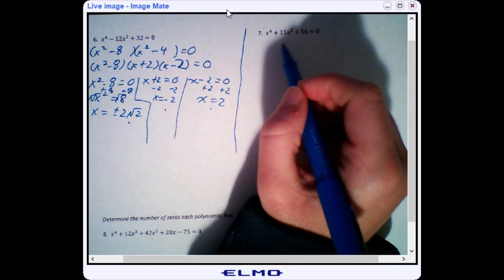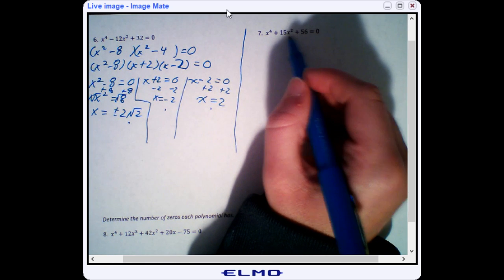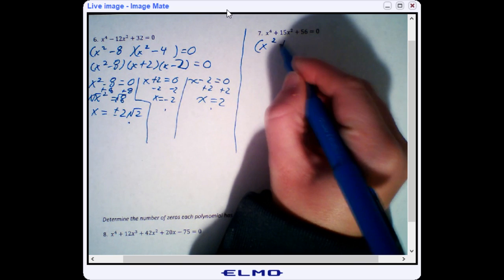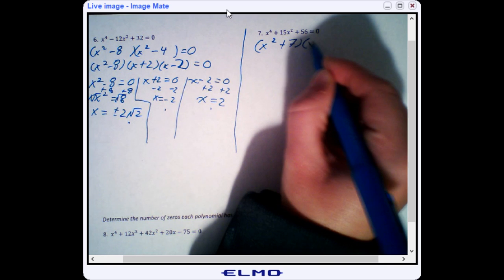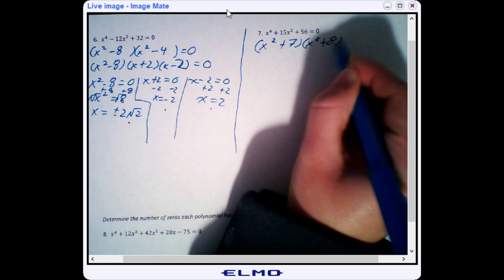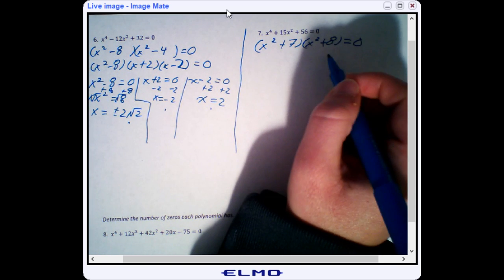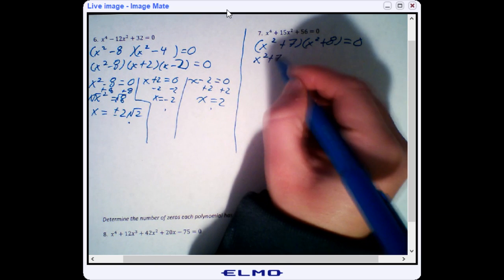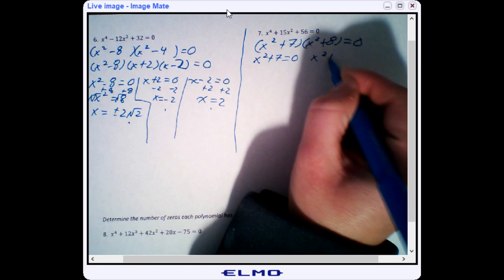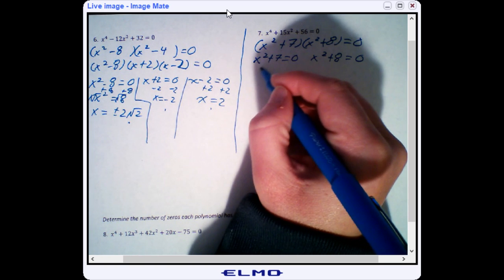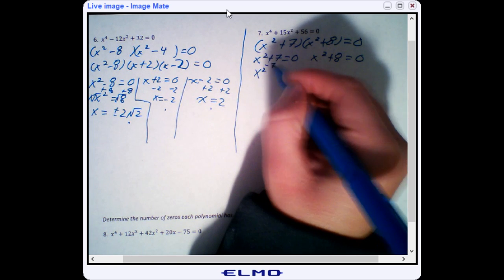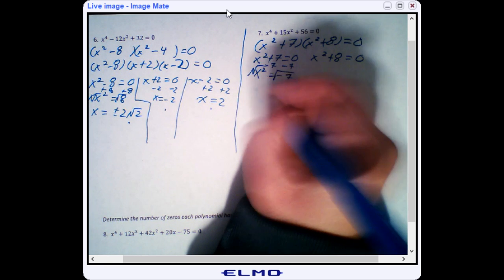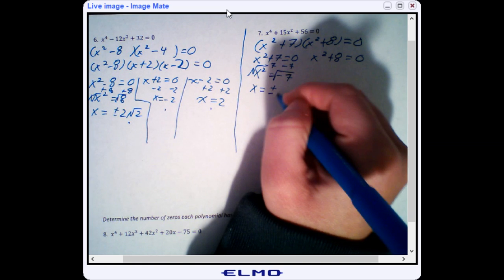Okay, last problem over here. X to the fourth plus 15x squared plus 56 equals 0. X squared plus 7, x squared plus 8. Cannot factor either of those further, so I'm just going to set them equal to 0 and solve. So x squared equals negative 7, square root. X equals plus or minus i square root of 7.